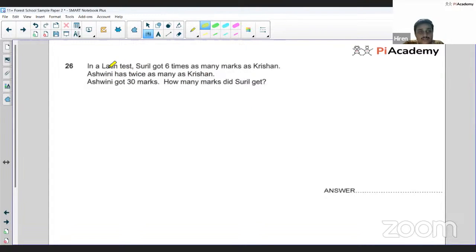I'm reading this question. In a Latin test, Suril got 6 times as many marks as Christian, okay? Ashwini has twice as many as Christian, okay? So Ashwini got 30 marks. Then, how many marks did Suril get? So we are looking for Suril, and there are 3 persons. One is Suril, another is Christian, and the last one is Ashwini, okay? And the marks of Ashwini are already given to you. So basically you have to figure it out for Suril. And your time starts now. You have 1.5 minutes to do this question.